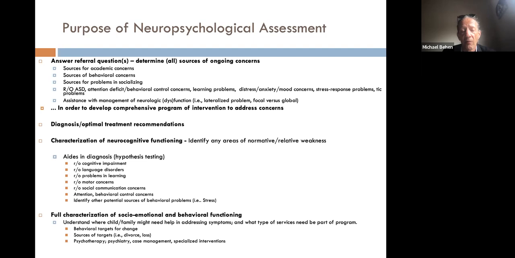So one of the ways we do that is we try to fully understand someone's neurocognitive function. When I say neurocognitive, I'm talking about their global cognitive ability, their intellect, right, and also their language processing, their learning. Are there any learning concerns? Their motor functions. We want to know how they are getting along in communicating with others, and how they are doing socially. And then identify any attention or behavioral control concerns. And then again, we really want to know what are the things in their lives that might be contributing to those problems.